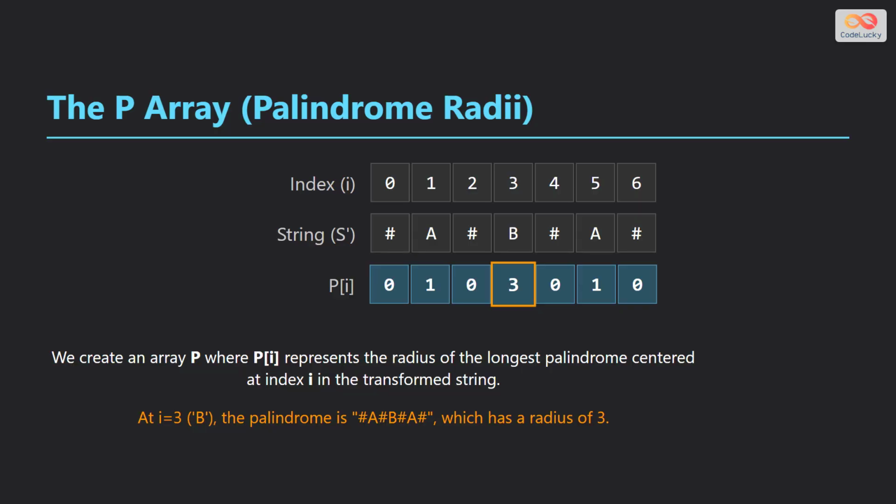The core of the algorithm builds an array, usually called P, for every index i. In our transformed string, P of i stores the radius of the palindrome centered at that index. The radius is the number of characters extending to the left or right from the center. Calculating this array allows us to determine the longest palindrome length easily.